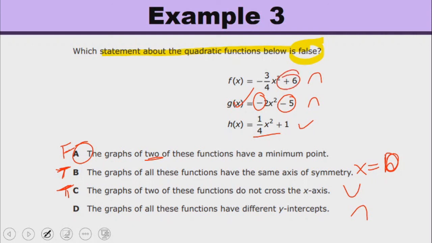The graphs of all these functions have different y-intercepts. Of course, they are going to have different y-intercepts. Why? Because of the shifting up and down. The y-intercept is actually going to coincide with where they are being moved up and down. So that's also true. So yes, the answer is A.